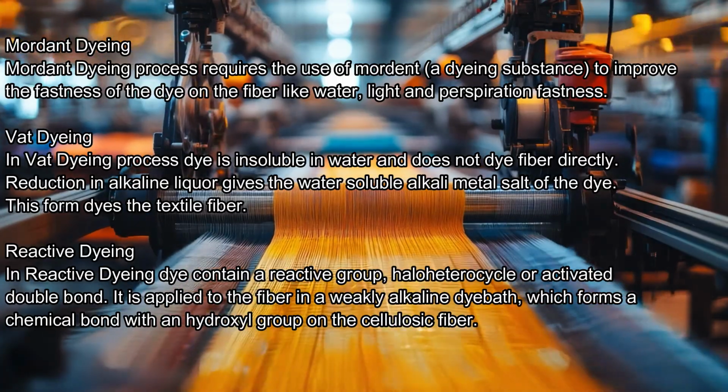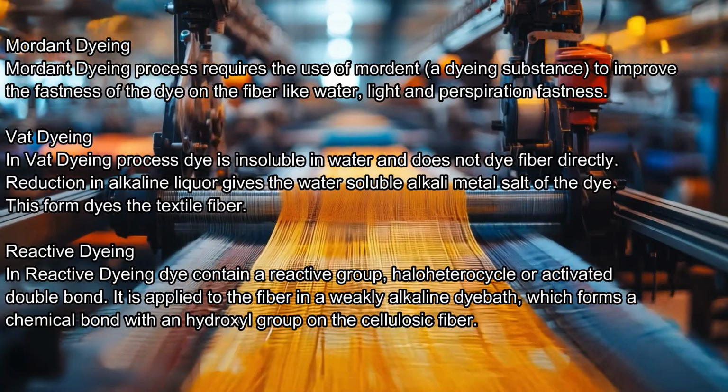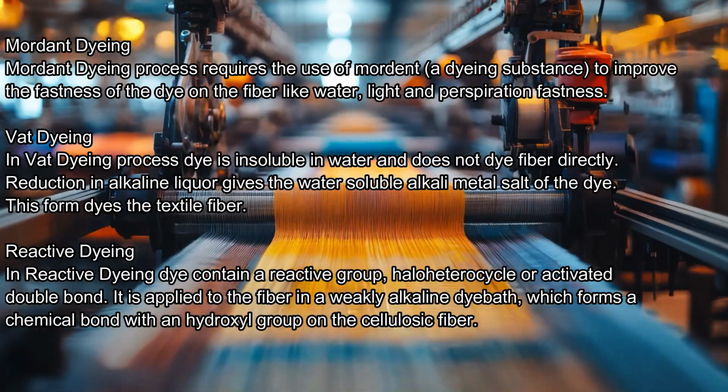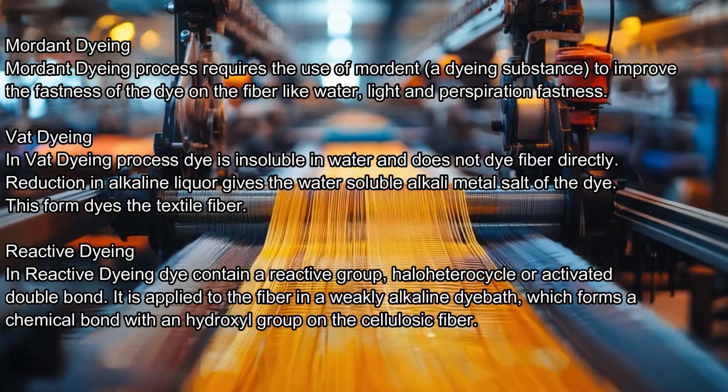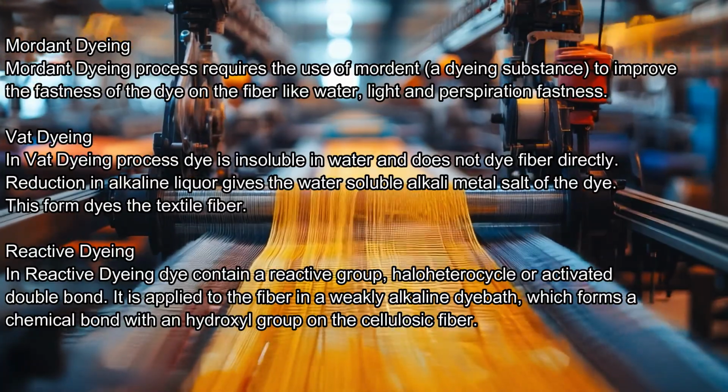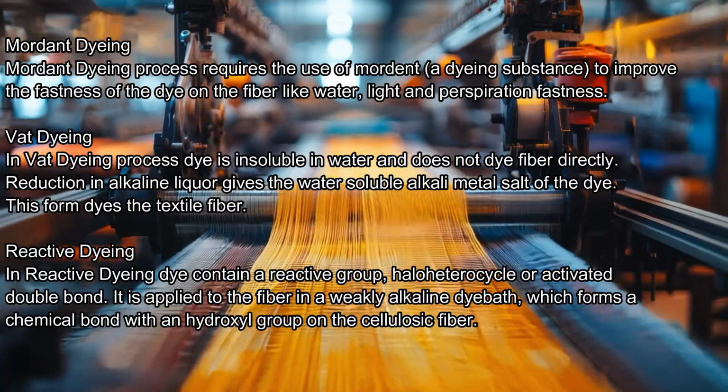Vat dyeing. In the vat dyeing process, the dye is insoluble in water and does not dye fiber directly. Reduction in alkaline liquor gives the water-soluble alkali metal salt of the dye. This form dyes the textile fiber.